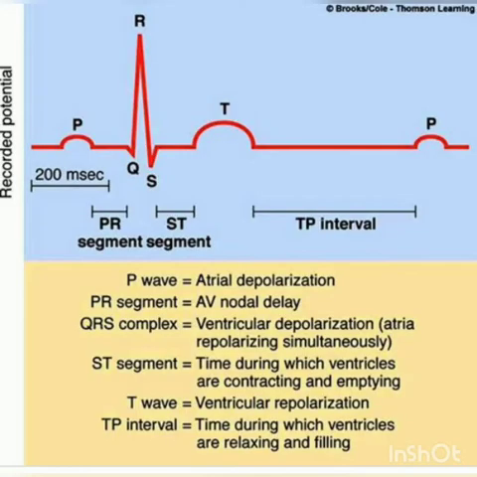Another one is a small interval called the ST segment. It lies between the QRS complex and the T wave. It is the time during which all regions of the ventricles are completely depolarized. The ST segment lasts for about 0.09 seconds.